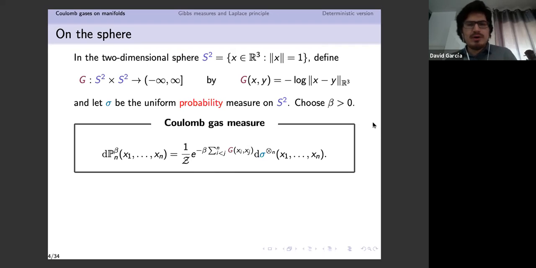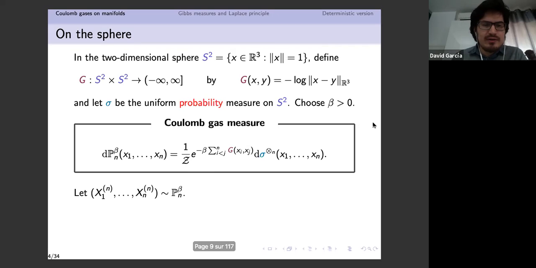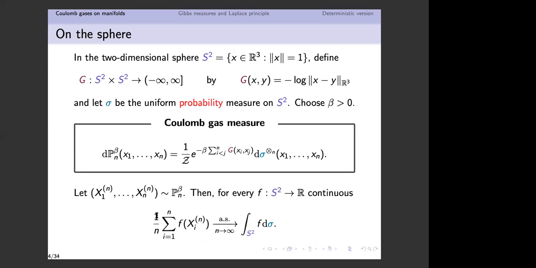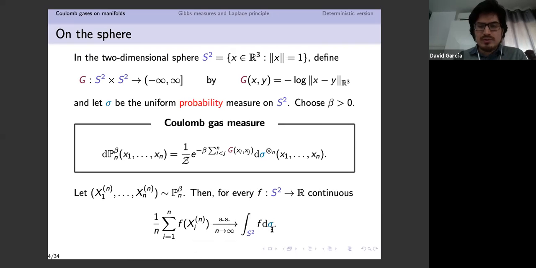Now, what we know about this Coulomb gas measure is that if we take n points distributed according to this measure, then this happens for any continuous function on the sphere. The empirical mean will go almost surely to the integral of f with respect to sigma. So this almost surely here means that the probability that the empirical mean goes to the integral of f is 1.